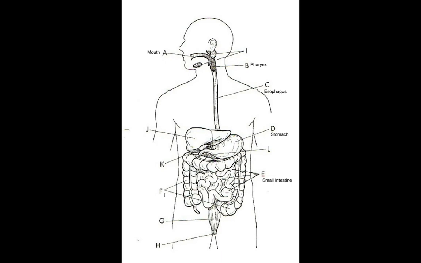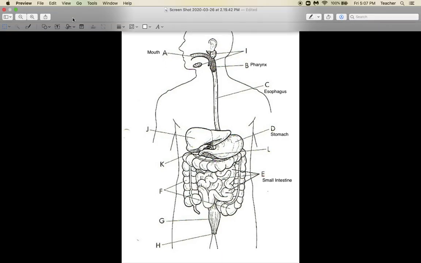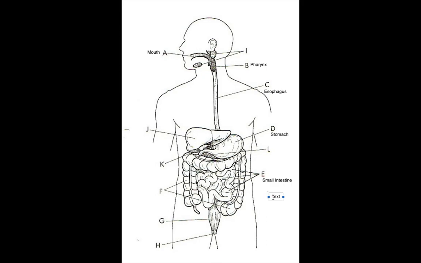So jumping over to F. F is going to be the large intestine. You might have heard colon before. Large intestine and colon are the same thing. To tell the large intestine apart from the small intestine, it looks bigger, right? The small intestine, even though it's longer than the large intestine, has smaller tubes.